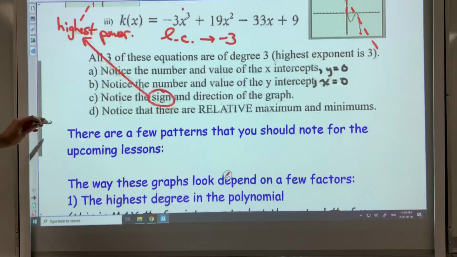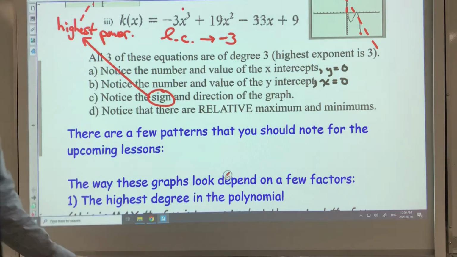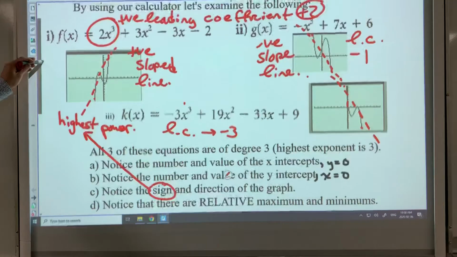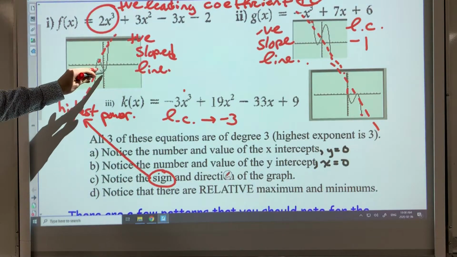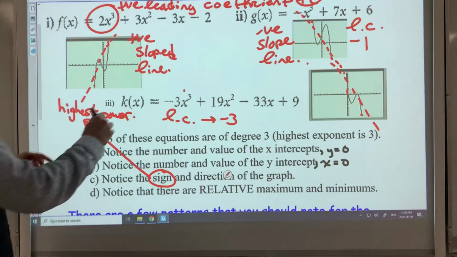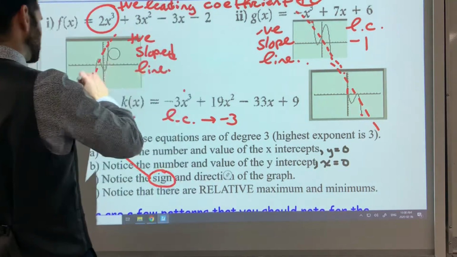Okay, last thing, we talk about the relative maximum and minimum. So relative as in like these little, we call this a hill. Maybe I'll erase it so we can actually see for the video.